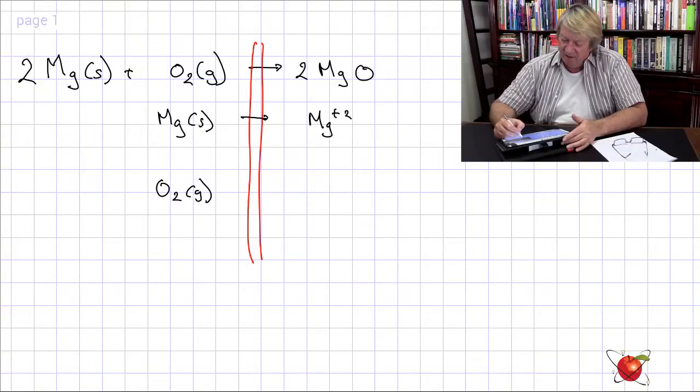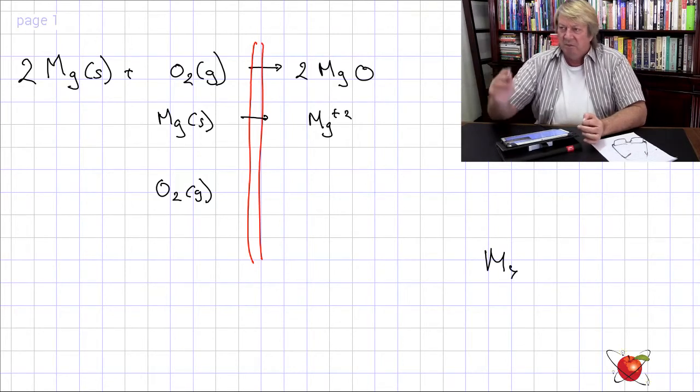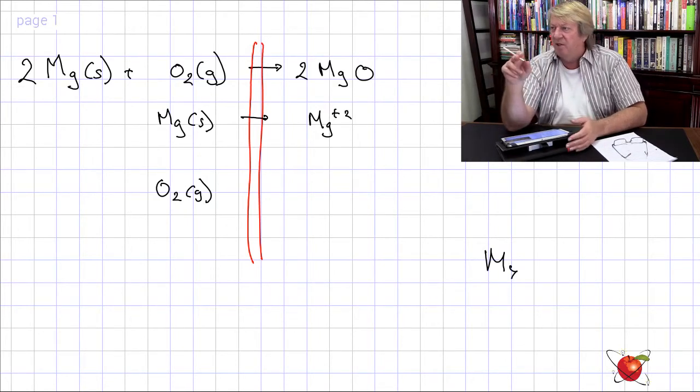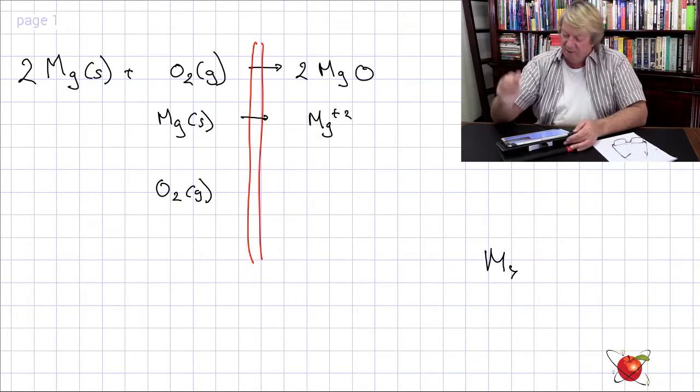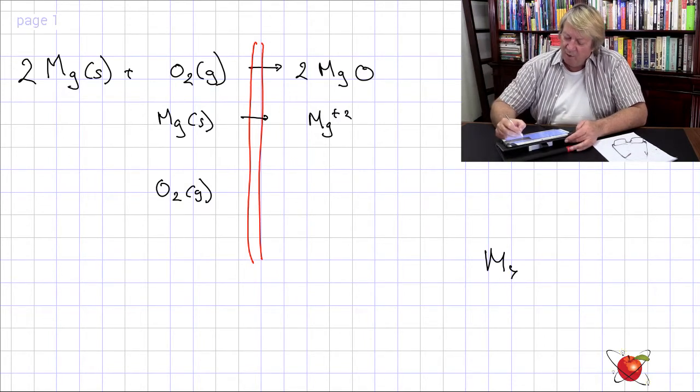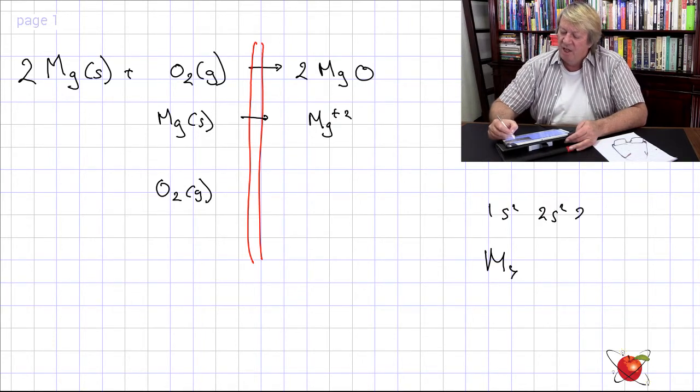Well, that's fine. But now if we go back and we look at Mg, I'm not going to go through the whole thing. But remember we had Mg, and if we count, it's 1, 2, 3, 4, 5, 6, 7, 8, 9, 10, 11. It's number 12. So we had 1s2, 2s2, 2p6, okay? That gives us 10, 3s2.